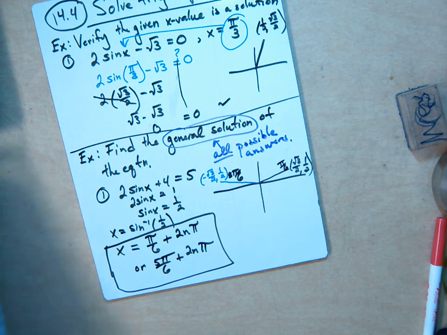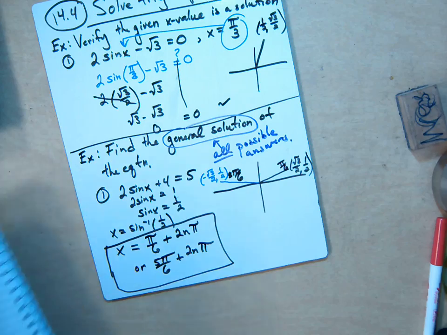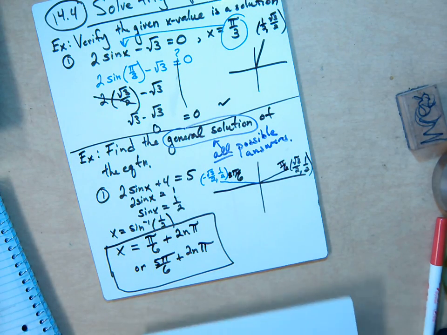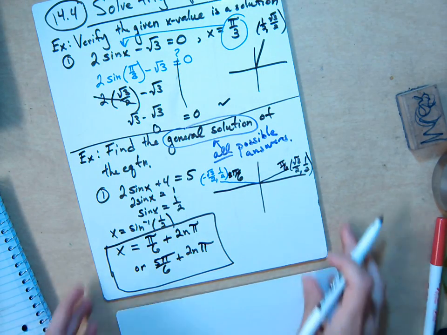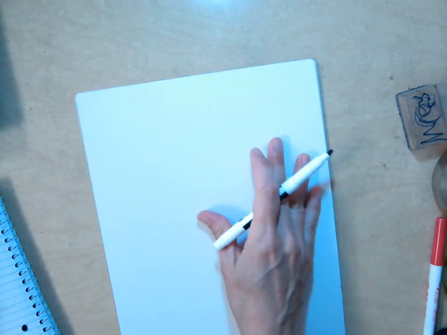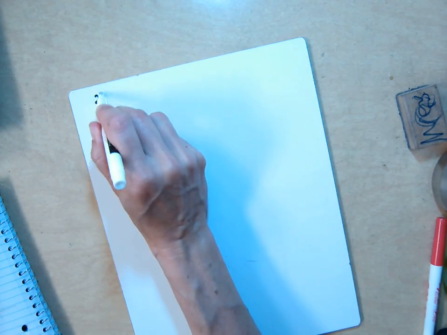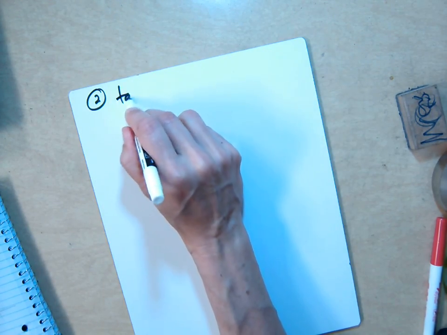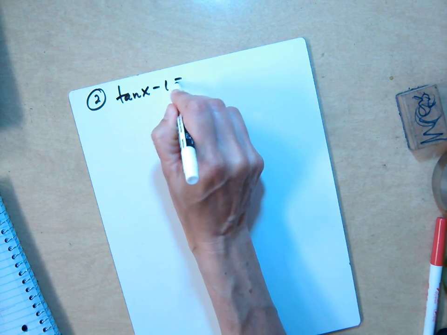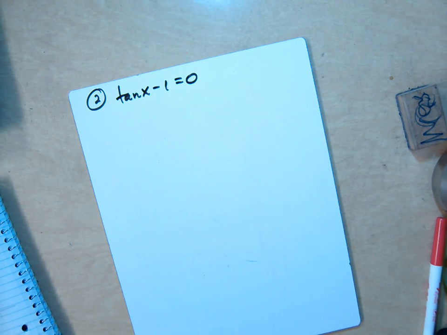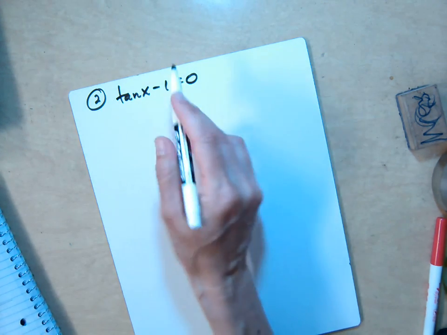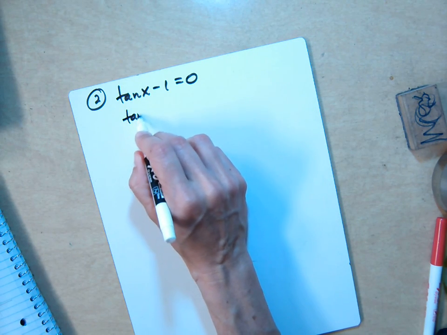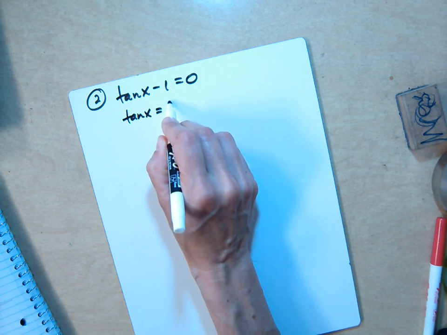We're going to do another example, of course. One more of this, except it's going to be tangent. Okay, so let's try. Let's say we have tan x minus 1 equals 0. So again, we want to solve for x. The first thing you always do is isolate the trig function tan x by adding 1. So tan x equals 1.